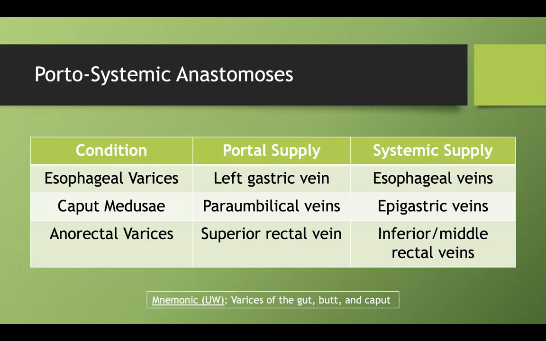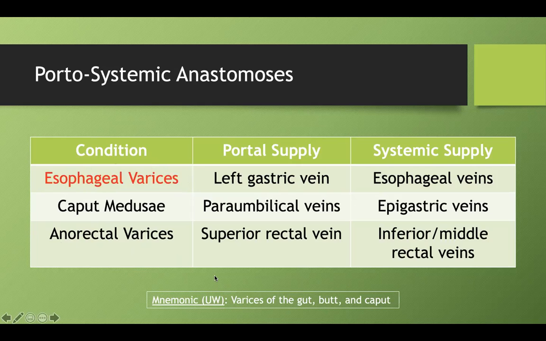The mnemonic that I think I saw in First Aid, this is not my mnemonic. I guess UWorld has this. Actually, no, I think it's First Aid. Anyways, the mnemonic is you can get varices of the gut, butt, and caput. So here's your varices of the butt, your anorectal varices. You can also get it of the gut, your esophageal varices, and then you have caput.